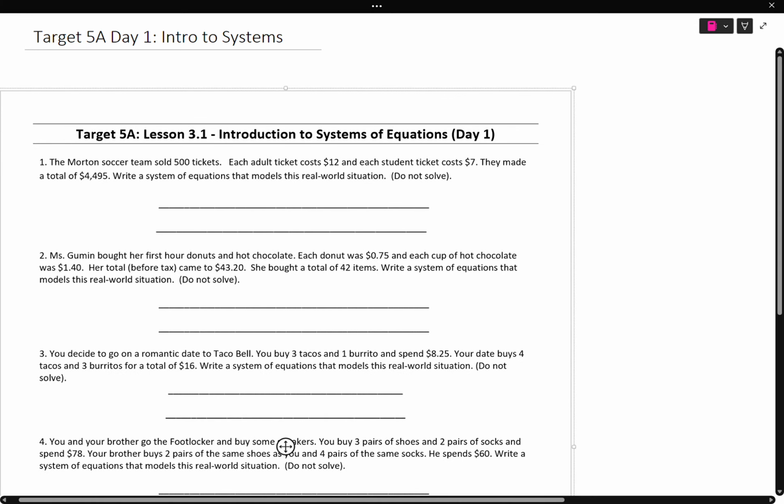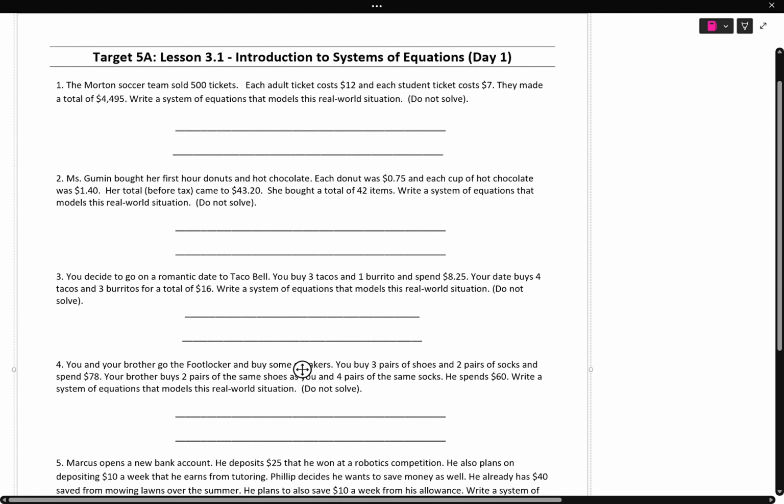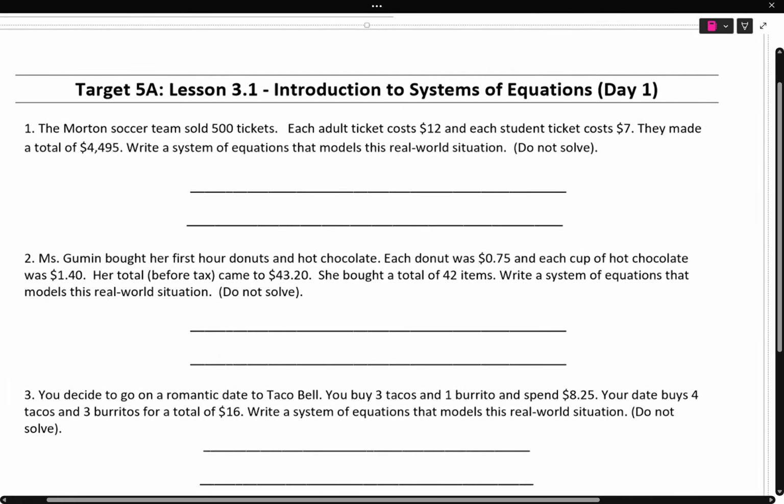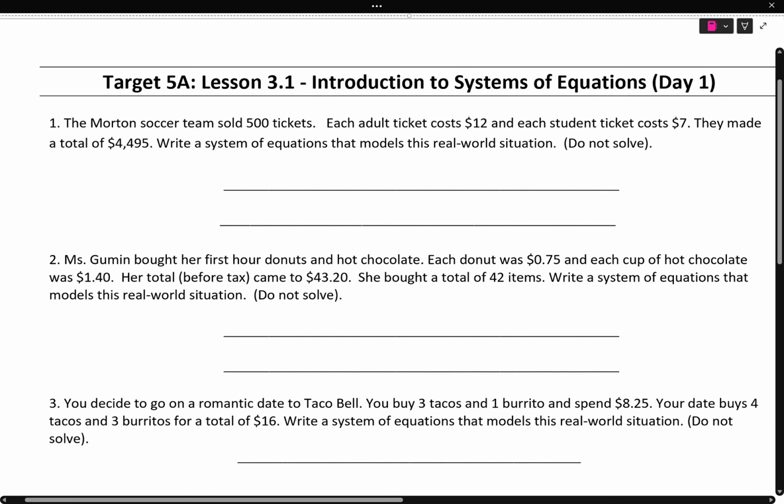Alright, so the Morton soccer team sold 500 tickets. Each adult ticket cost $12 and each student ticket cost $7. They made a total of $4,495. Let's write a system.